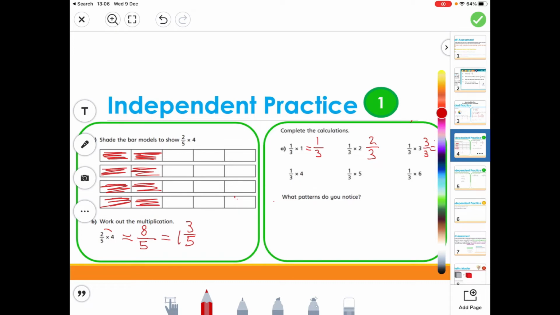If my iPad lets me, I'm going to put it just down here. My iPad won't let me put it there. So 3/3, which is the same as 1 whole.